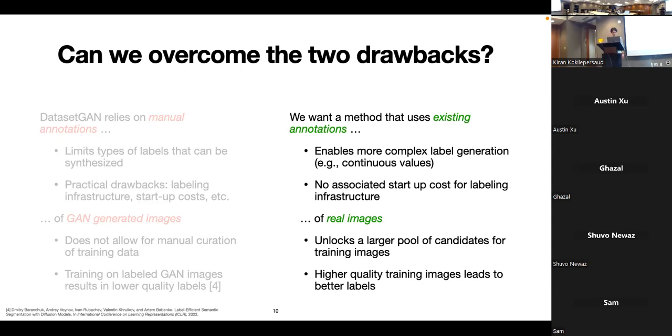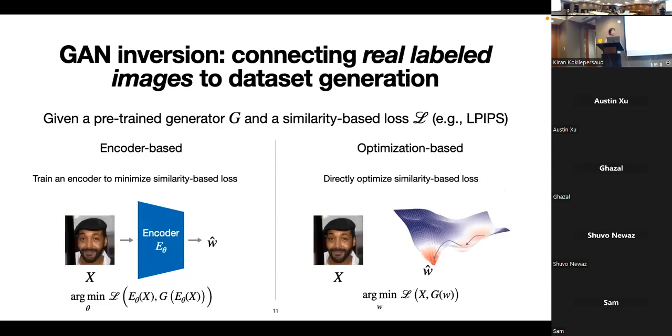And this is where the field of GAN inversion comes into play. So GAN inversion aims to find a latent code in the latent space of a GAN that corresponds to a real image. We're given a pre-trained generator, and there are two paradigms of GAN inversion.